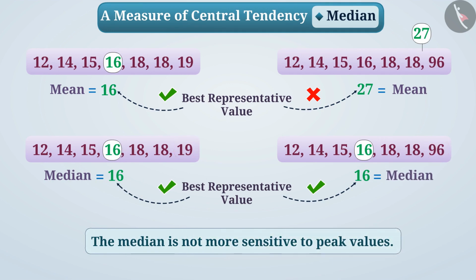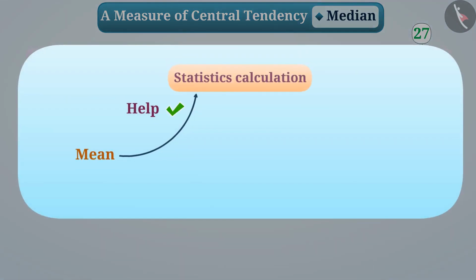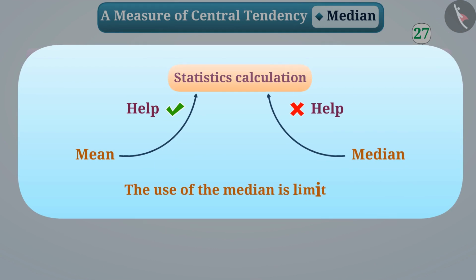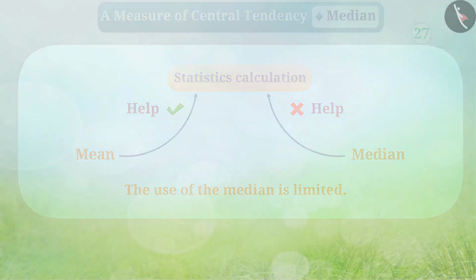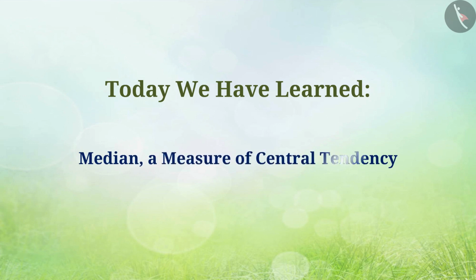The median does not take into account the exact values of the data. In this way, it does not use the complete information given in the data. The mean helps in statistics calculation, but the median does not help in this. For this reason, the use of median is limited. So, today we learned about median, a measure of central tendency. In the next video, we will learn about another measure of central tendency, that is mode.